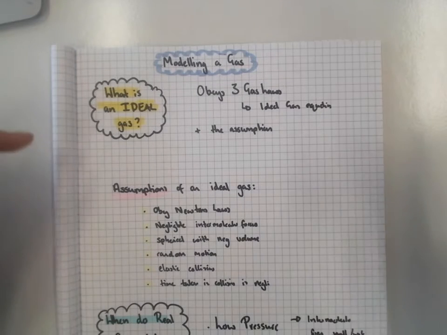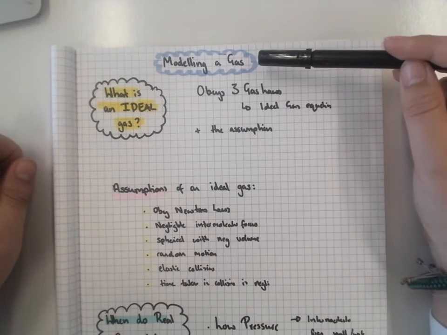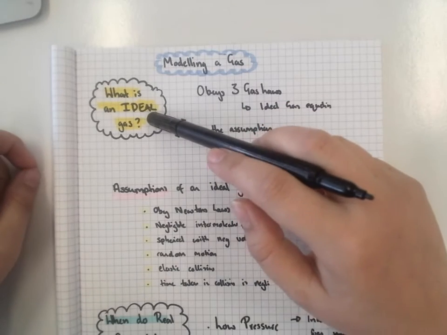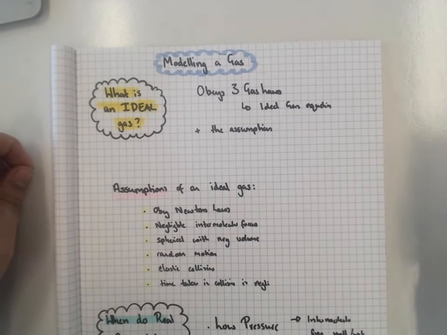Okay, so this video is all about topic 3.2 and it is about modelling a gas. The first thing is we need to define what actually an ideal gas is. So in this unit we're going to be looking at ideal gases.